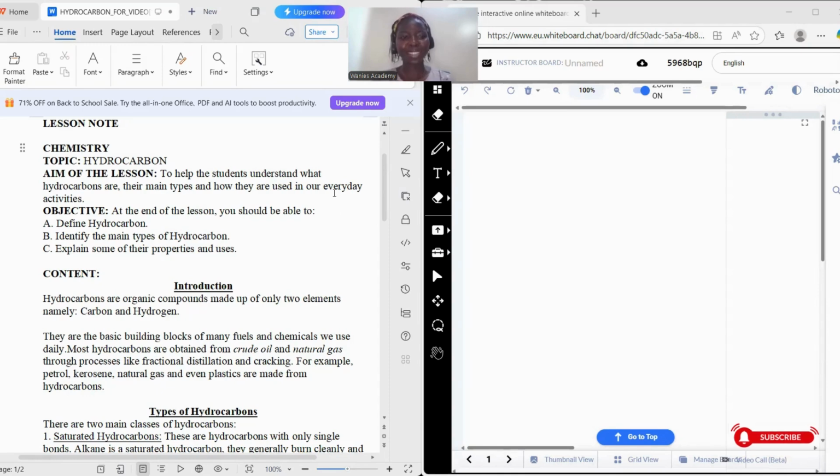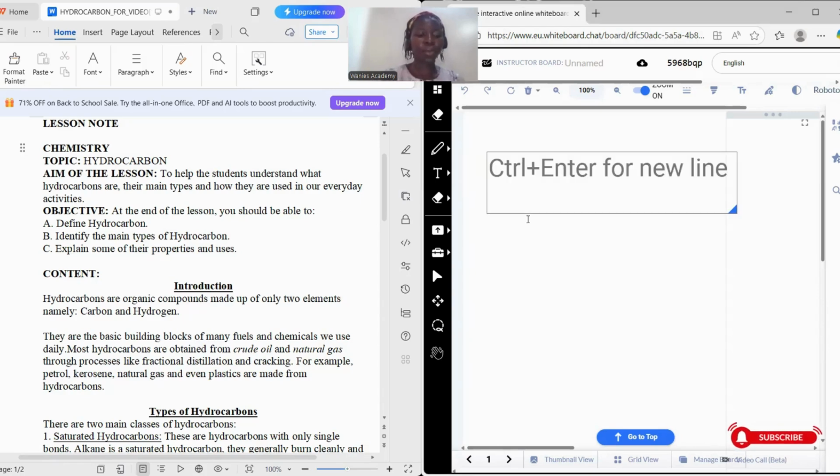What are hydrocarbons? Hydrocarbons are organic compounds made up of only two elements, which are carbon and hydrogen. So these hydrocarbons are the basic building blocks of many fuels and chemicals we use daily. Most hydrocarbons are obtained from crude oil and natural gas through processes like fractional distillation and cracking.